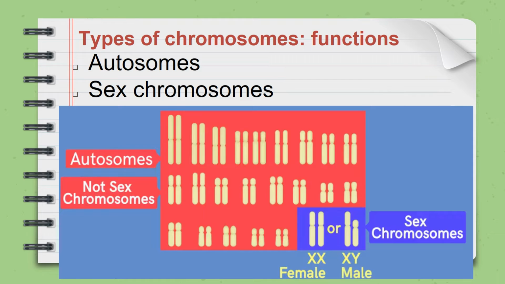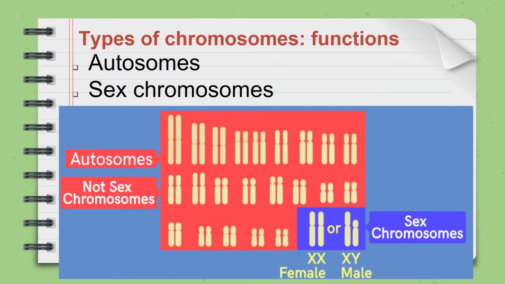So this is just a representative image of a human karyotype. The chromosomes that pair from 1 to 22 are called autosomes. Both contain genes that code for protein, which make up our body, and they are not the sex chromosomes. The last pair determines the sex of the person.